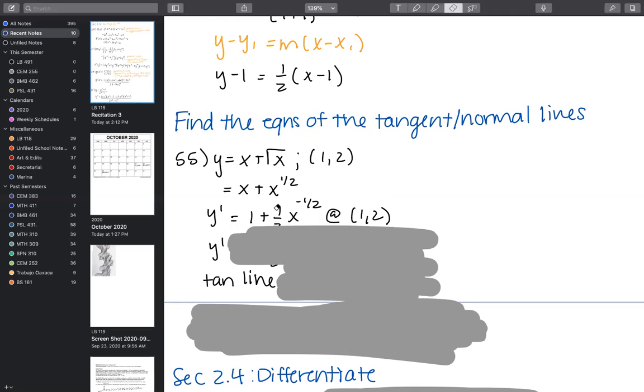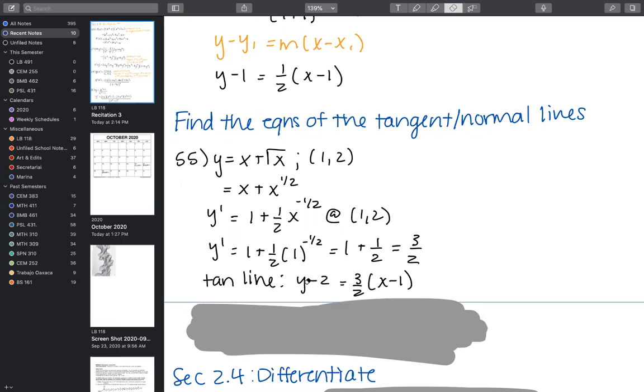So that when we take the derivative, we're going to drop that 1/2 and reduce the power by 1. And then we're going to plug in x equal to 1 to find what the specific derivative is at that point. So it ends up being 1 plus 1/2 times 1 to the negative 1/2. 1 to any power, doesn't matter what it is, is always going to be 1. So it's 1 plus 1/2, which is 3/2, which is the slope of the tangent line. And so when we plug in, we do y minus y1 equals the slope times x minus x1. So there's the tangent line. It's the exact same as the last problem, like I told you guys.